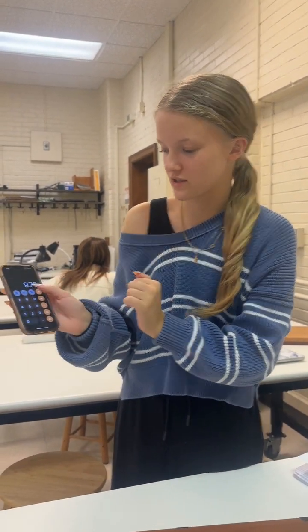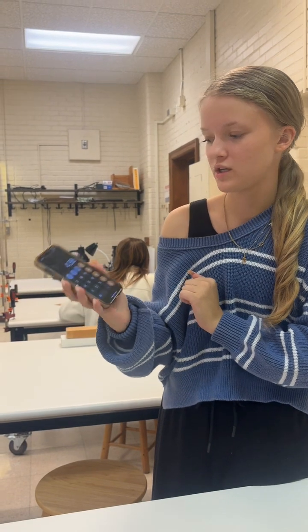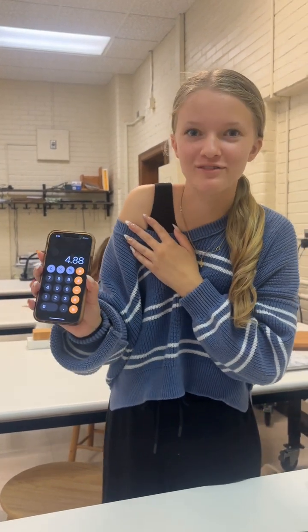Going back through, we reviewed our data and we are now going to use the equation 9.76 divided by 2 to give us 4.88 for our gravity.